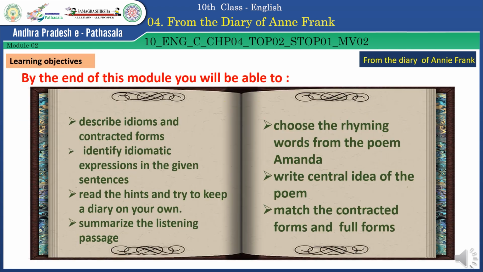Dear children, by the end of this module, you will be able to describe idioms and contracted forms. Identify idiomatic expressions in the given sentences. Read the hints and try to keep a diary on your own. Summarize the listening passage. Choose the rhyming words from the poem Amanda. Write the central idea of the poem. Match the contracted forms and full forms. Shall we go further?